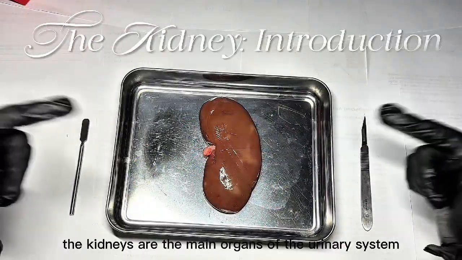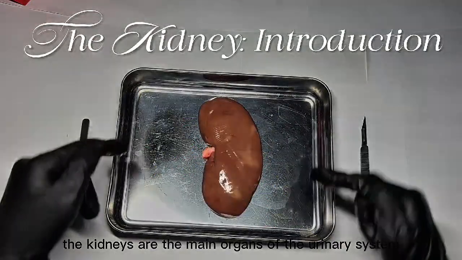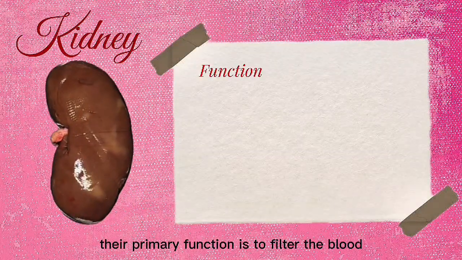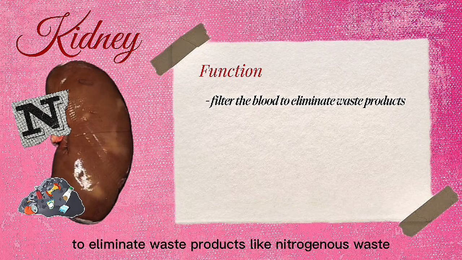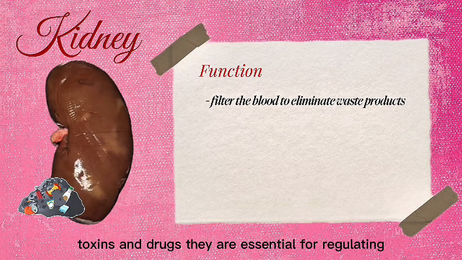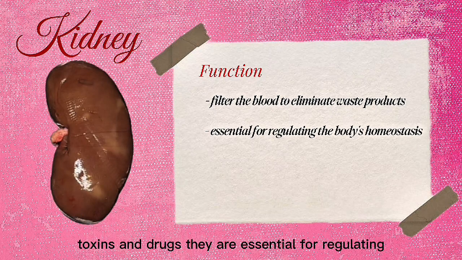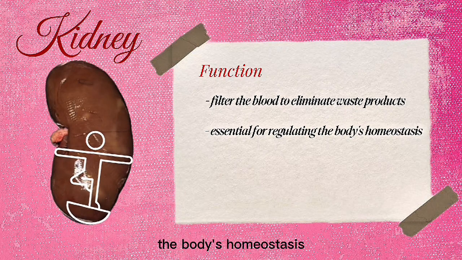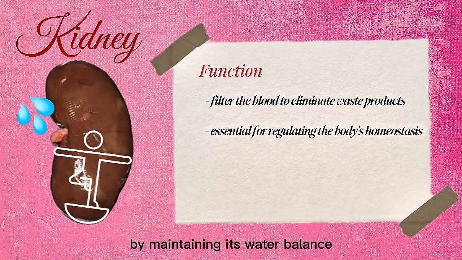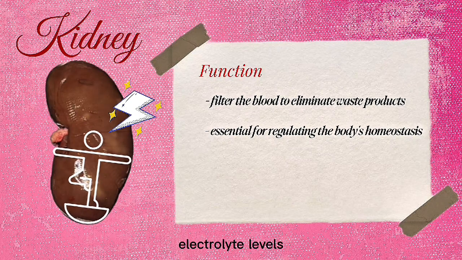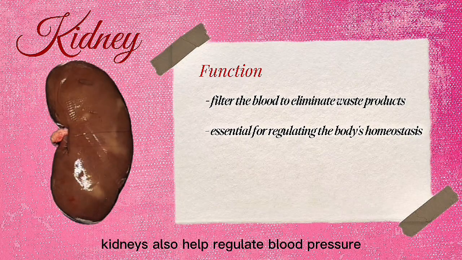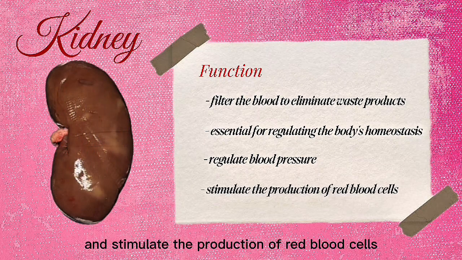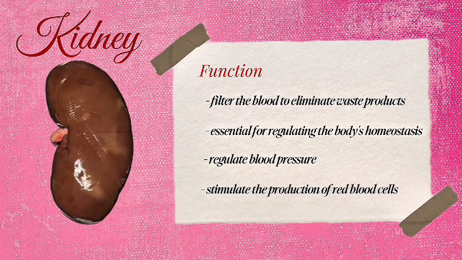The kidneys are the main organs of the urinary system. Their primary function is to filter the blood to eliminate waste products like nitrogenous waste, toxins, and drugs. They are essential for regulating the body's homeostasis by maintaining its water balance, electrolyte levels, and the acid-base balance of the blood. Kidneys also help regulate blood pressure and stimulate the production of red blood cells.